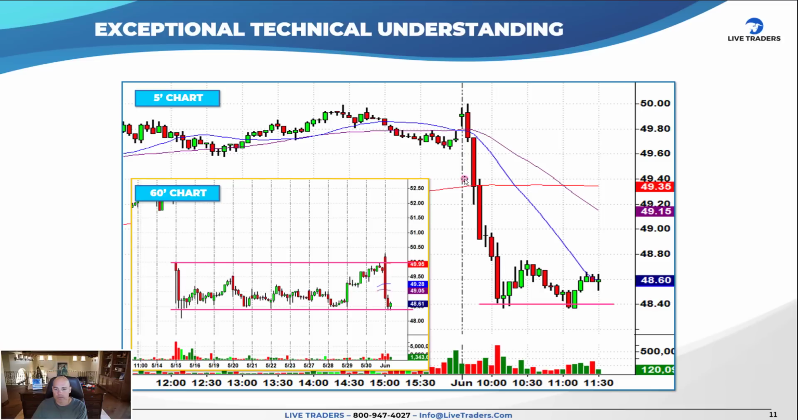Okay? Now, what do we have here? I think you guys saw this one last week or the week before. Exceptional technical understanding. 60-minute chart gaps up. Remember we talked about going long on this? And then it pulls all the way back to support. And then it puts in a double bottom. Are you going to short this at 48.40? I mean, the 60-minute chart, you're at the low of the 60-minute chart. This is a breakdown, right? Technically, it's a breakdown, because if it breaks below the low, it's breaking down below the low. So by definition, it's a breakdown, but it's not tradable.